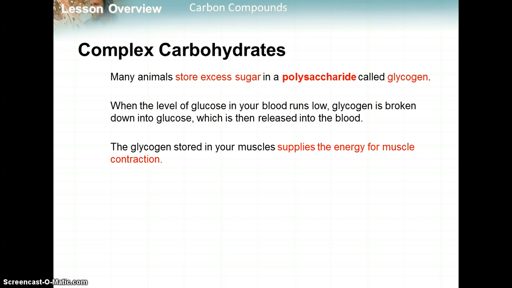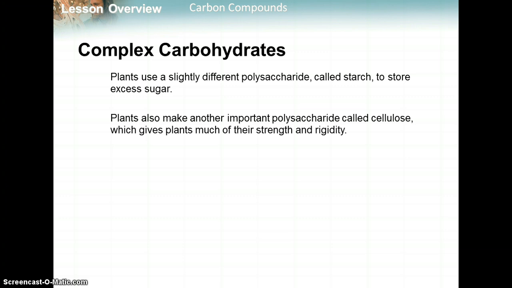You store a lot of excess energy for long-term need as fat, but quick energy storage is glycogen. Plants use a different polysaccharide called starch for their excess sugar. Another important polysaccharide in plants is cellulose. So think of celery, which has a lot of cellulose that gives it that strength and rigidity.